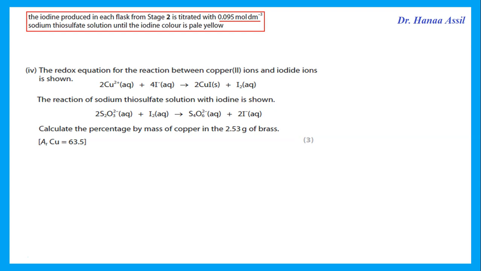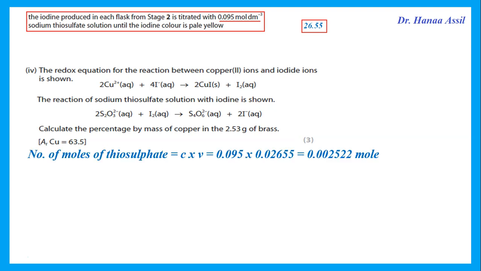Now, what information do we have? He says at the beginning of the question, I have 0.095 mole per decimeter cubed of sodium thiosulfate. And we found that the average titer of the sodium thiosulfate was 26.55. That means I can get the number of moles of thiosulfate. So the number of moles of thiosulfate is concentration times volume. The volume is divided by 1,000 to change it to decimeter cubed. This gives me the number of moles of thiosulfate.